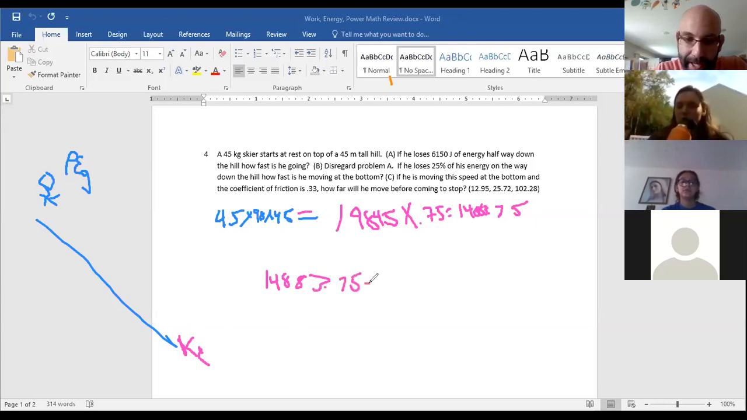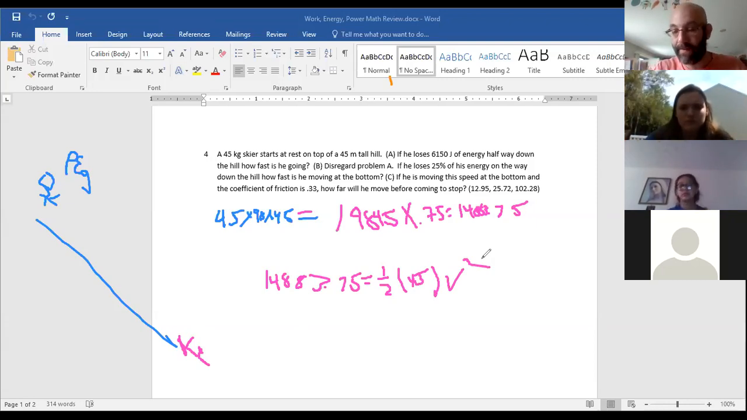And at the end, we set it equal to kinetic energy, 1/2 mv squared. So 1/2 times 45 v squared. Okay. So again, divide both sides by 22.5. And then we take the square root of 661, because that's what you get. Oh, and I went the wrong way. I did it again. 25.719, or 25.7.